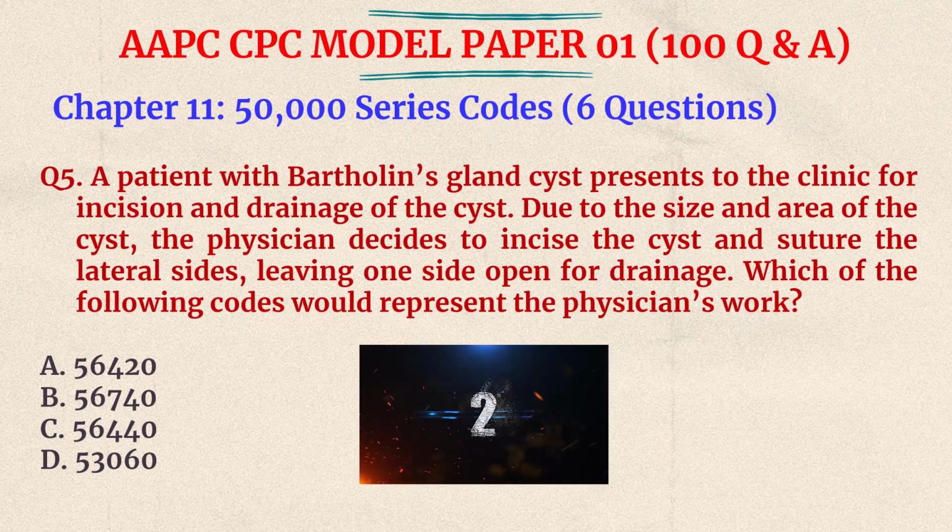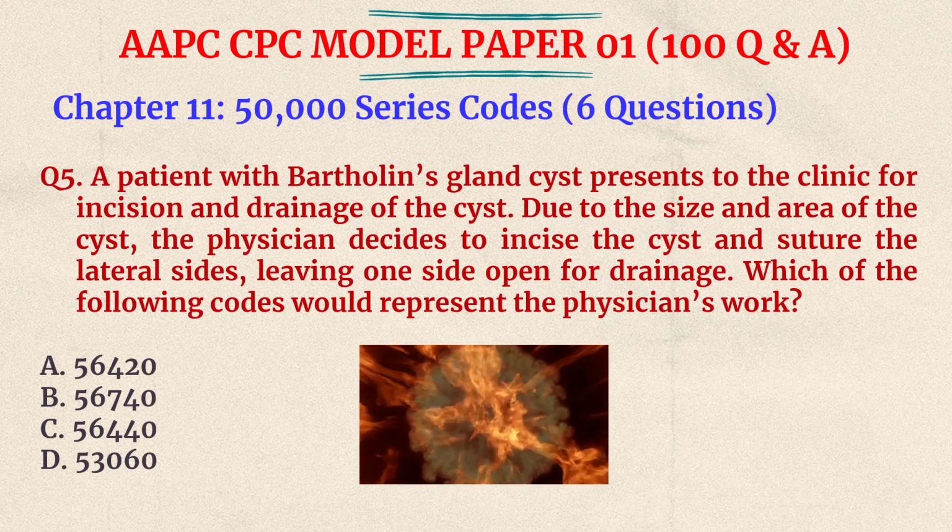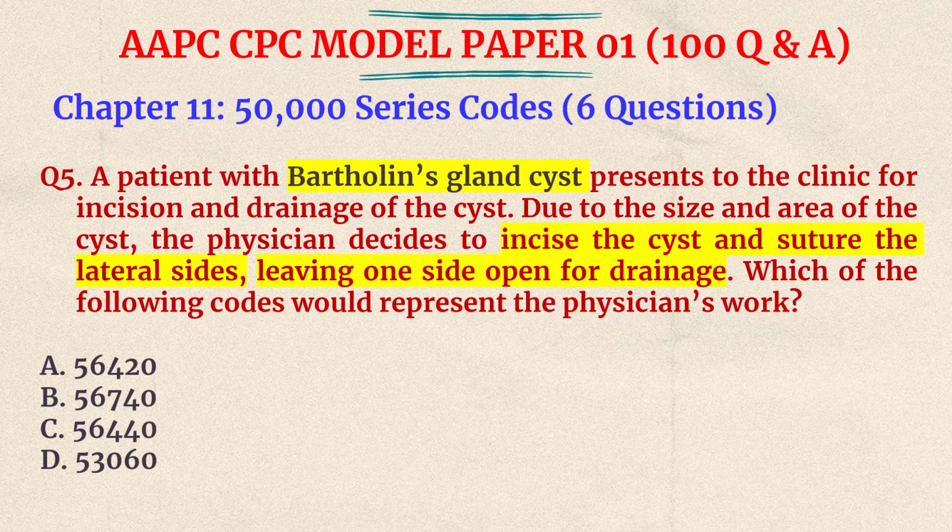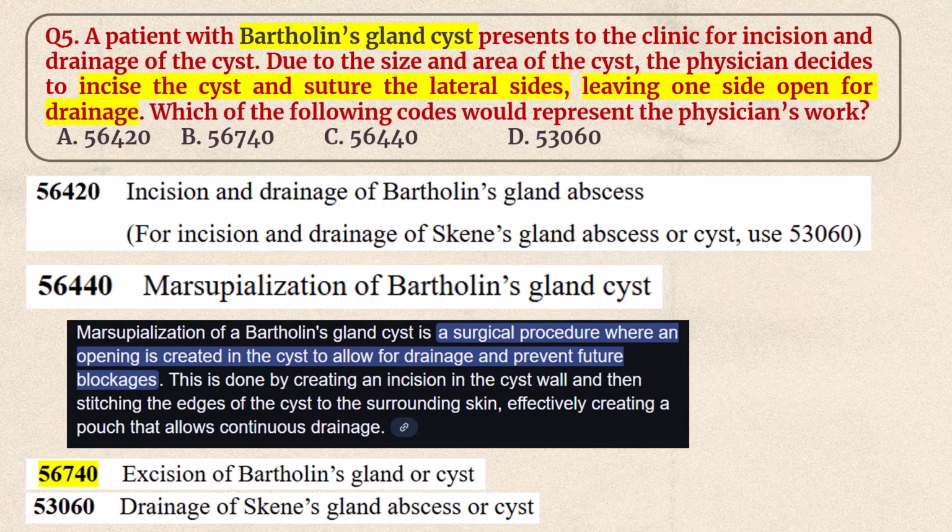3, 2, 1. Okay, in this case, you have to highlight that this is a Bartholin's gland cyst, and the physician has incised the cyst and sutured the lateral sides, leaving one side open for drainage. You can see the adjacent codes are available, so you can use the elimination method to find the answer. So directly go to the codes.